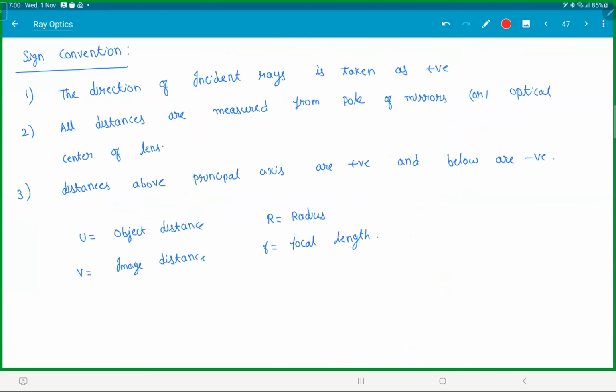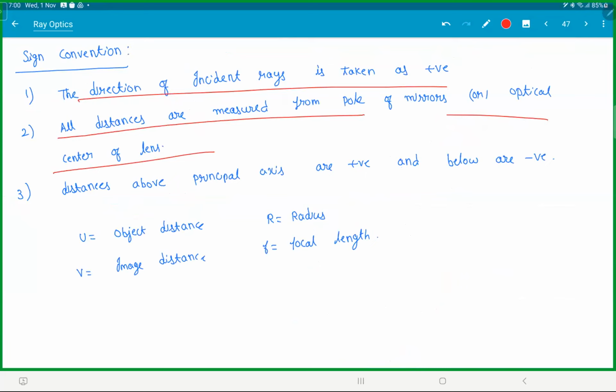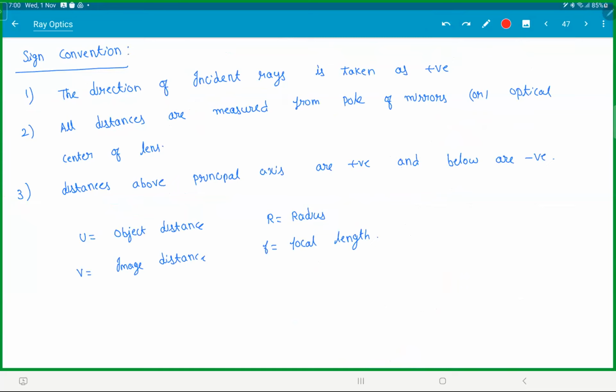Look at this page. So the direction of the incident rays is positive. All distances are measured from the pole or optical center. Distance above is positive and below is negative. Clear? Can you go ahead to the previous page? Yeah. Ansha, go ahead.